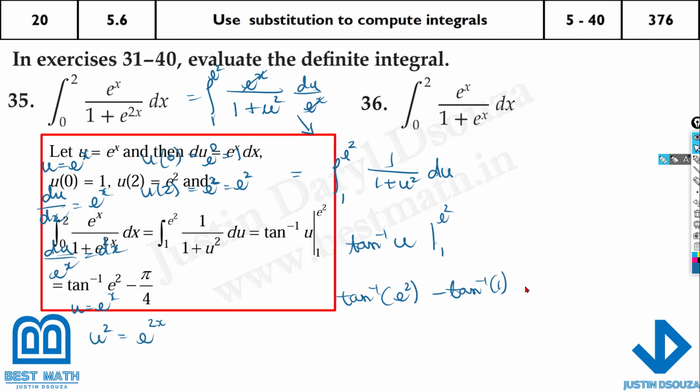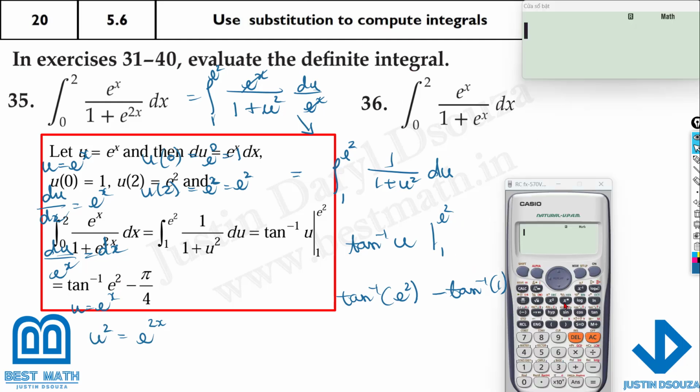So if you look carefully, tan inverse of 1, you can put that in the calculator. Let me show you how you get tan inverse of 1 as pi by 4. In your calculator, you can just press shift and tan, and then 1, and it'll be pi by 4. That is 45 degrees. So tan inverse of 1 is 45 degrees. You might have known it already. You can directly write it or just use your calculators.